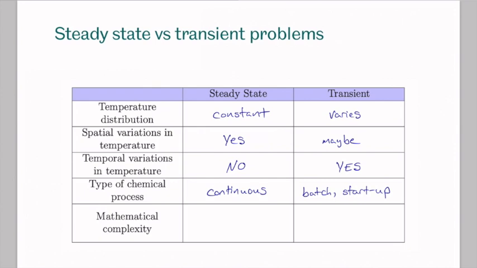And finally, the mathematical complexity of a steady state problem, you only have spatial derivatives. If you're working in one dimension, you only have one spatial derivative. It can be second order though, do note that. For a transient problem, you have at least one temporal derivative and spatial derivatives. And so it means that it can be more complex, but it doesn't necessarily need to be.